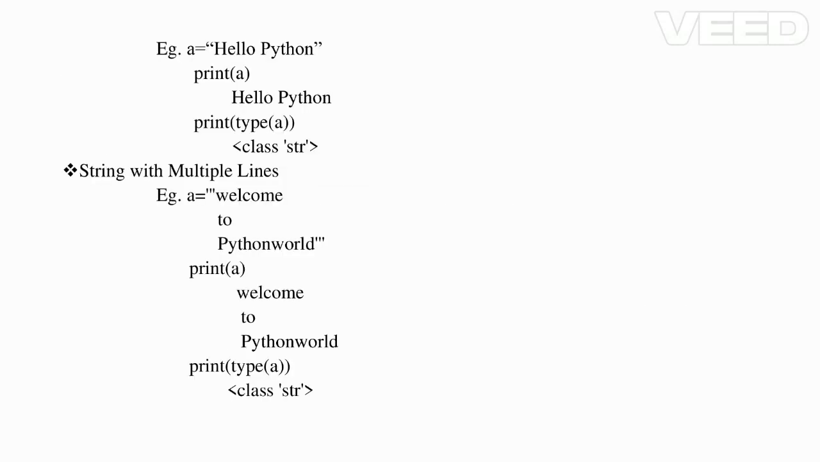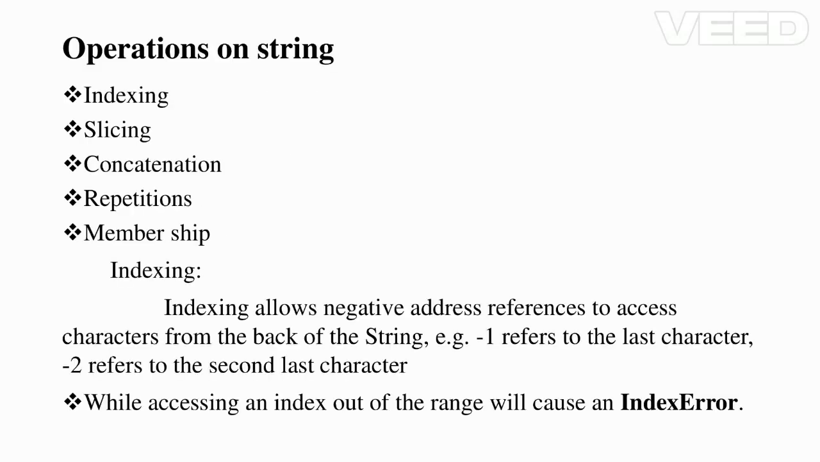Next, this is an example of string. Next one is the operations of string. Next, we are going to see about the operations. Not only for the string data type, we have the same types of operations in all data types. First one is indexing. Second one is slicing. Third one is concatenation. Fourth one is repetition. Fifth one is membership.